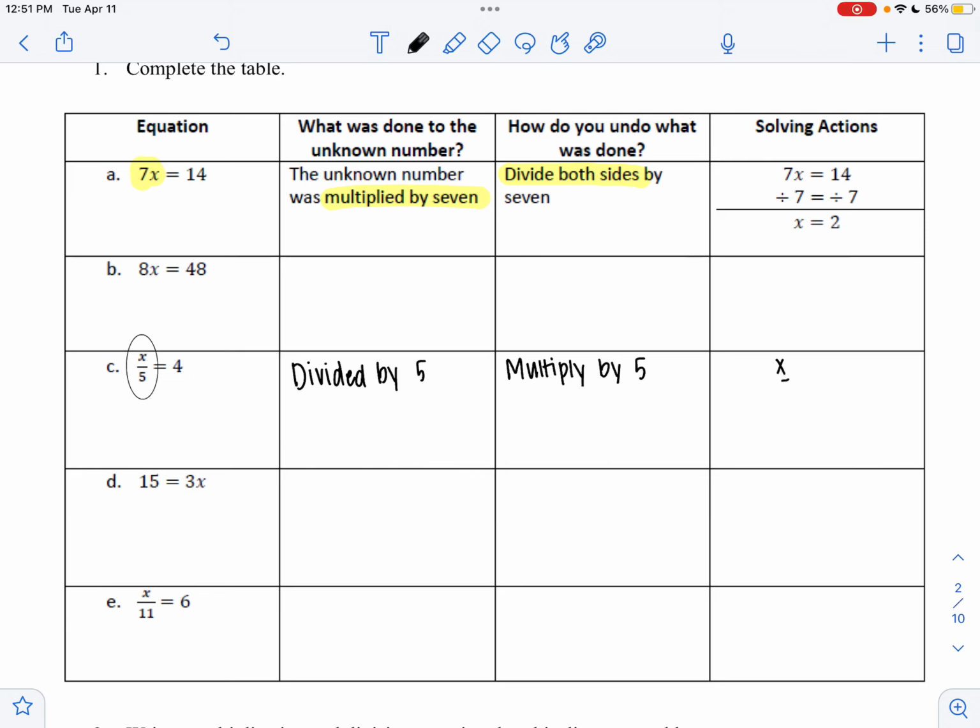It looks like this. x over 5 equals 4. I'm going to multiply both sides by 5, and I end up with x by itself, because divided by 5 times 5 is like doing nothing at all. And then I have 4 times 5, which is equal to 20. And x is 20. Those are the steps you should follow to complete the table for B, D, and E.